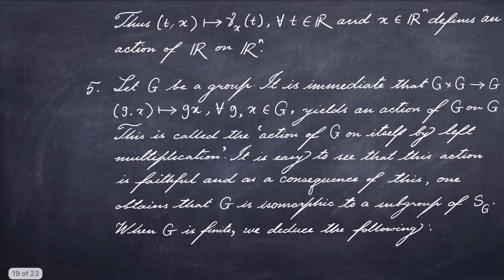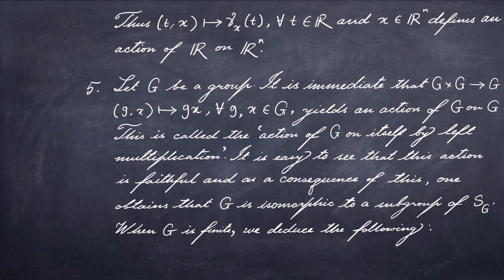Anyway, let's go ahead. Now we will talk about much more common examples in algebra. This example is about the action of a group on itself by left multiplication. It's easy to see that this action is faithful, because no non-identity group element g gives an identity permutation on G if we multiply by that element from the left.